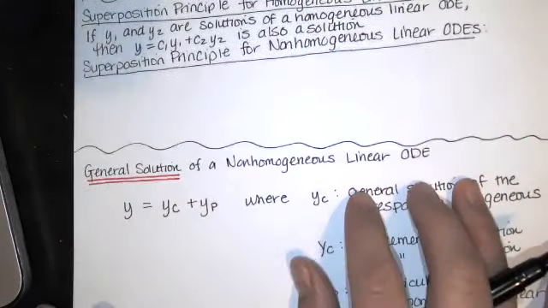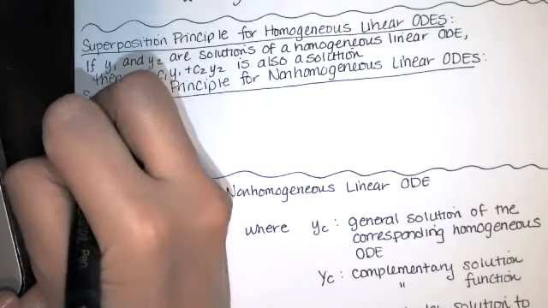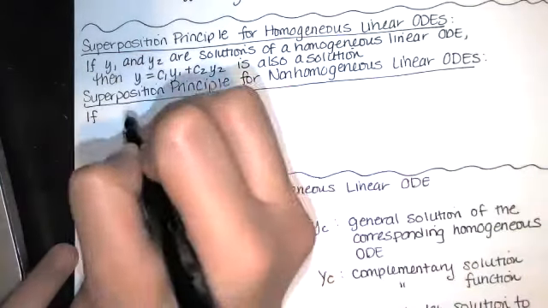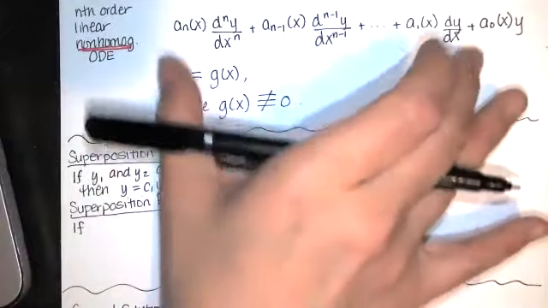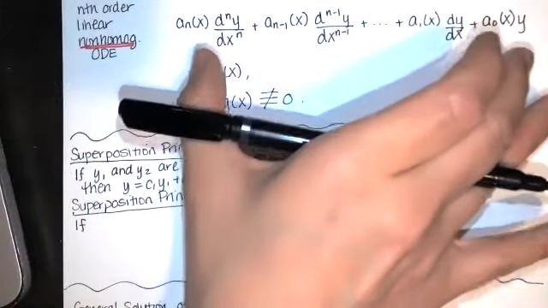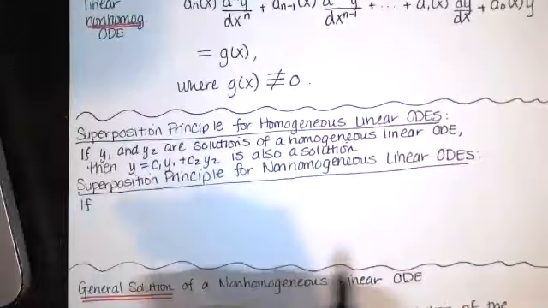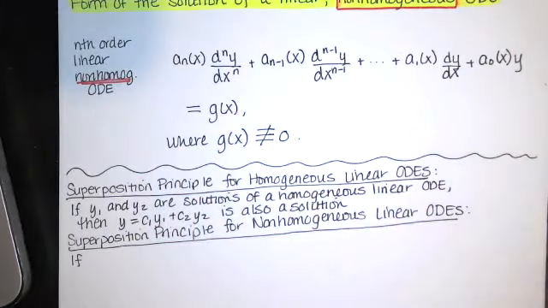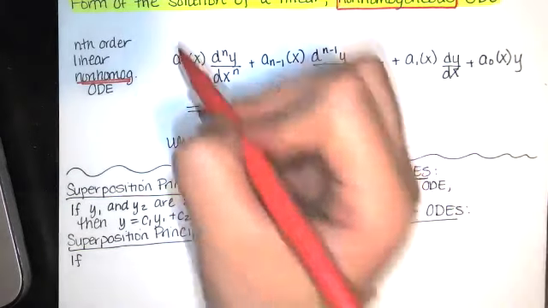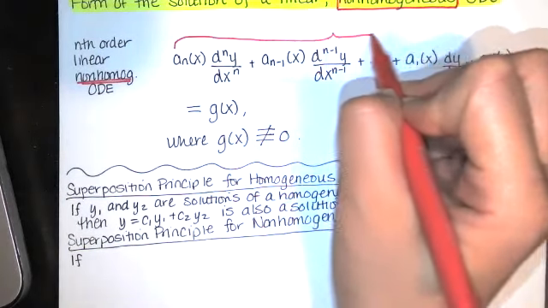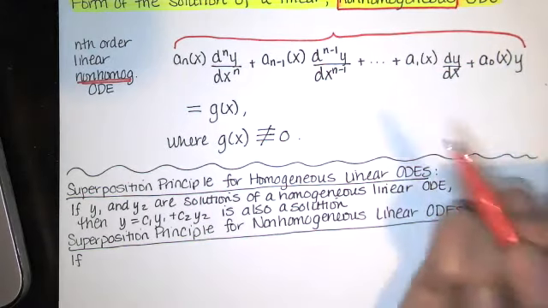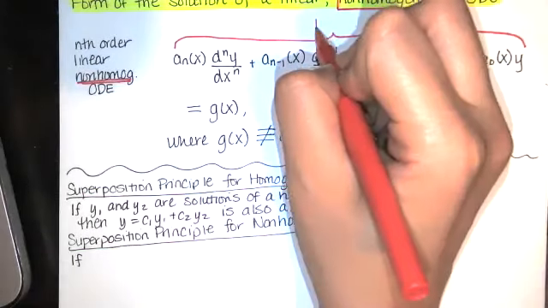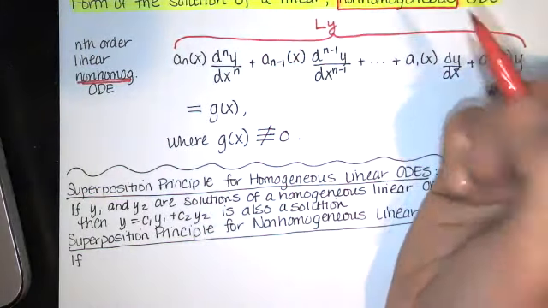Now, here's the idea. Let's say you've got a linear differential equation that looks like this, and this left-hand side is exactly the same for both of these differential equations. This left-hand side is sometimes notated this way. Since this is a linear differential equation, this is sometimes called L applied to y.